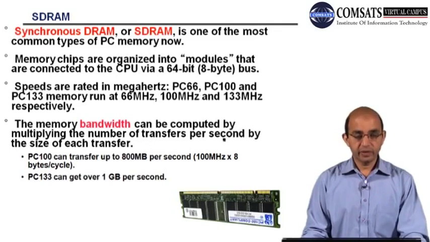So how will we calculate the bandwidth? It is the amount of data that can be sent over the bus between the CPU and the memory. Memory bandwidth can be computed by multiplying the number of transfers per second by the size of each transfer.